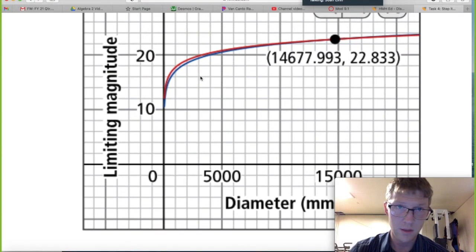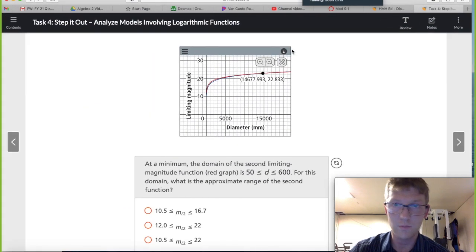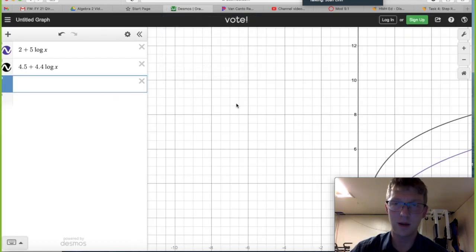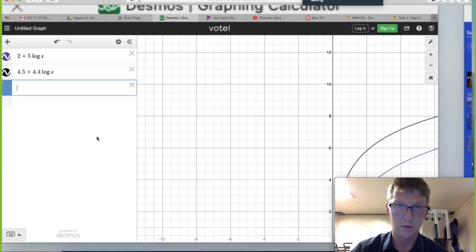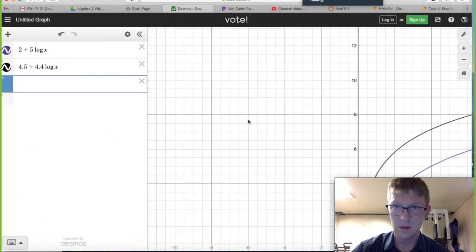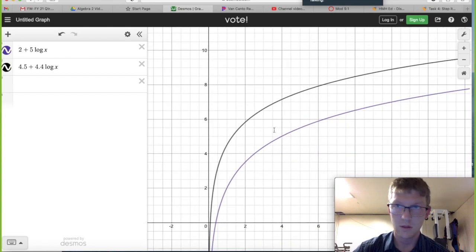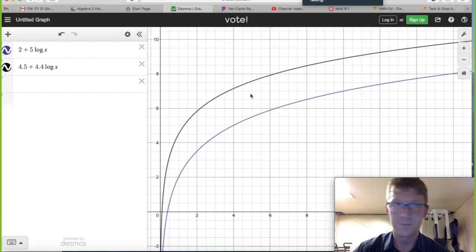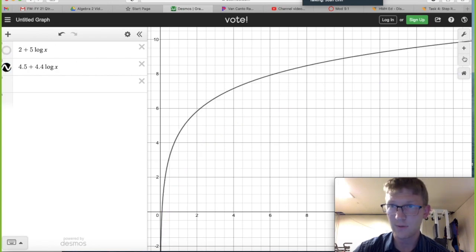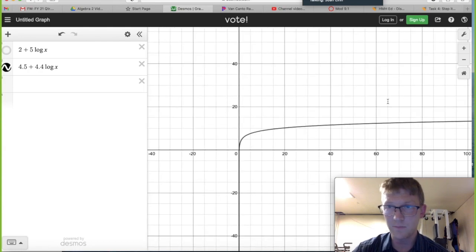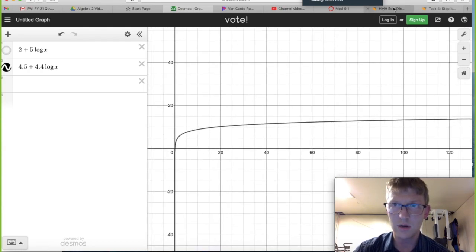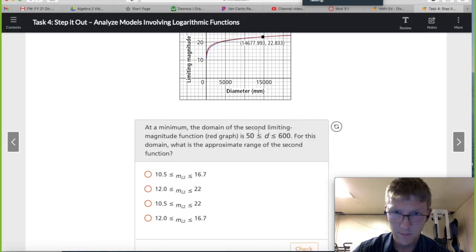So 50 to 600. No, we're not doing that. I have both of these graphs labeled over here. So this is our first one, and this is our second one. The black one is our second one, so we can take that one off. We're going to zoom out a little bit because we need what? 50 to 200, no, 50 to 600.